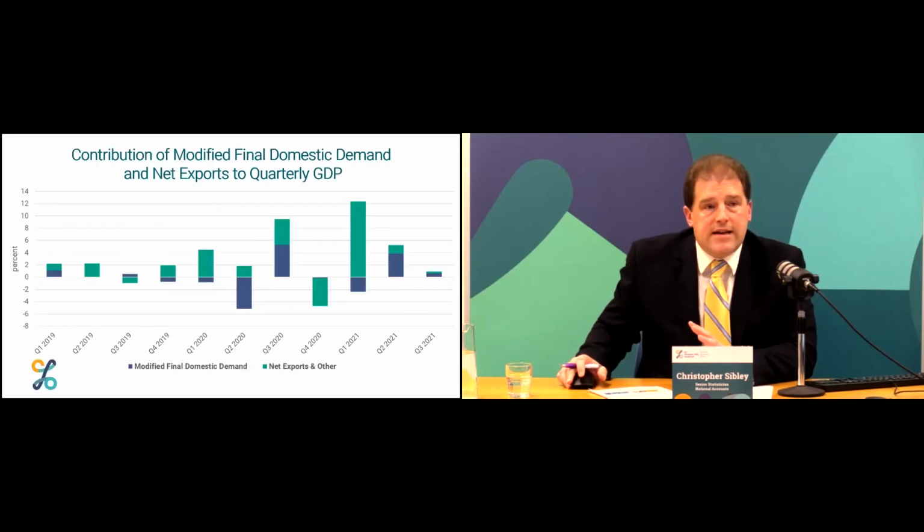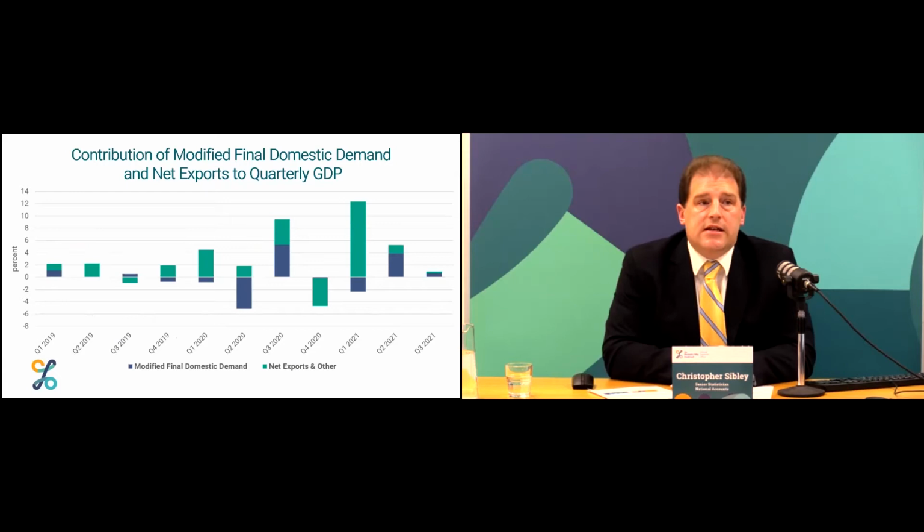When we break down that GDP result of 0.9% into the component that's coming from modified domestic demand and from modified net exports, we can see that the bigger share of the small number is with the modified final domestic demand data, while the M&E activity is held back by some of the timing issues.